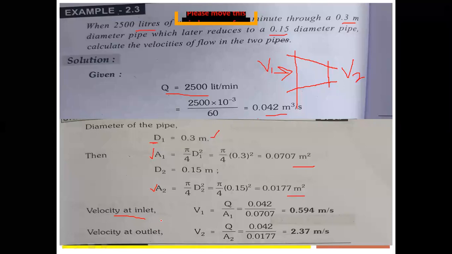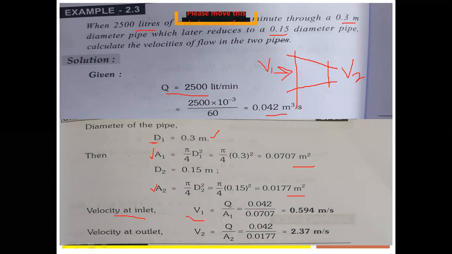In the last class we were finding the area or discharge, because the velocity was given. Now here we have to find the velocity. Therefore V1 is equal to Q by A1 and V2 is equal to Q by A2, that is 0.594 at the initial point and 2.37 at the end. Why is 2.37 high here? Because the diameter is smaller here when compared to the other end of the pipe.